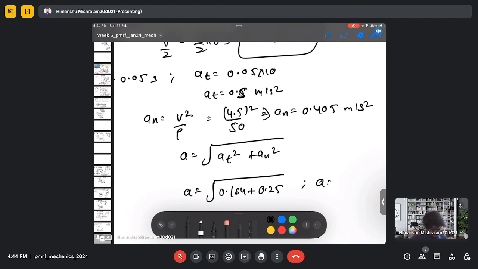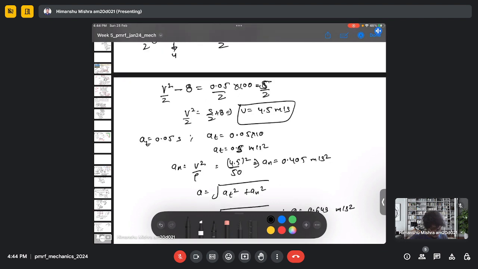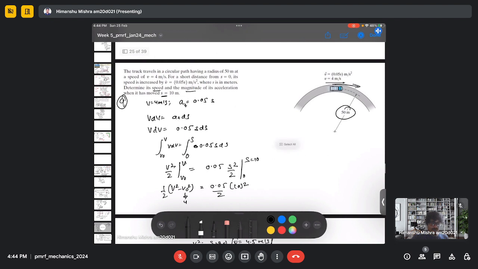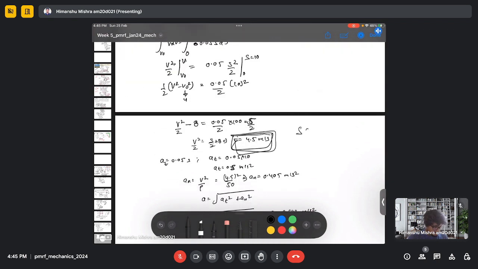So my magnitude of acceleration will be 0.643 meter per second square. And the speed is 4.5 meter per second. So just to recap, we have given the acceleration, and from the figure we identify that it is acceleration in the tangential direction. Then we use the relation that we saw at the beginning of this tutorial, and we found the velocity at s equals 10 meter, which is 4.5.